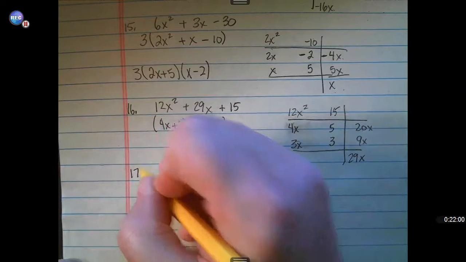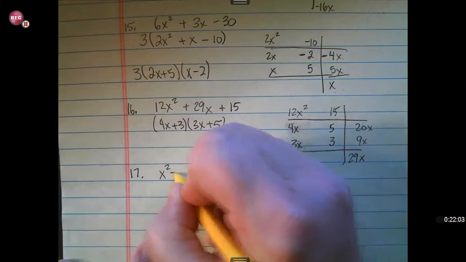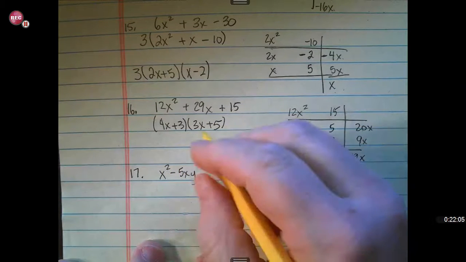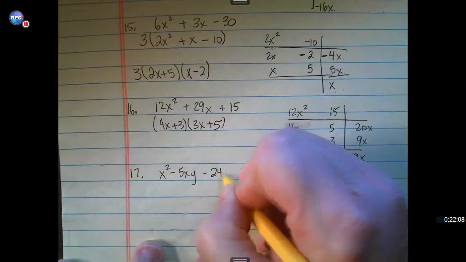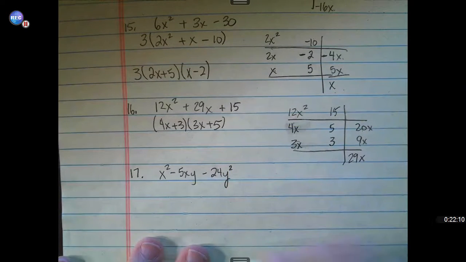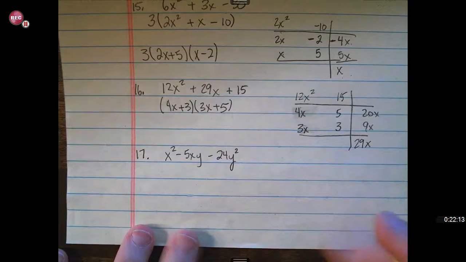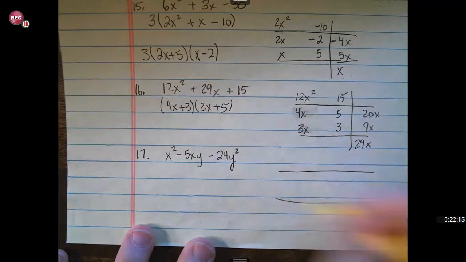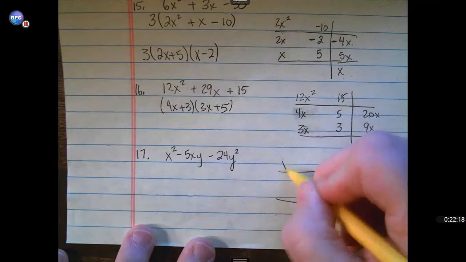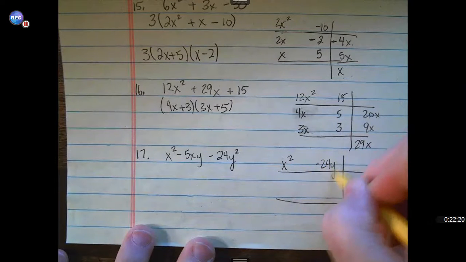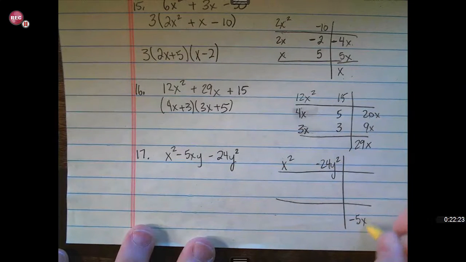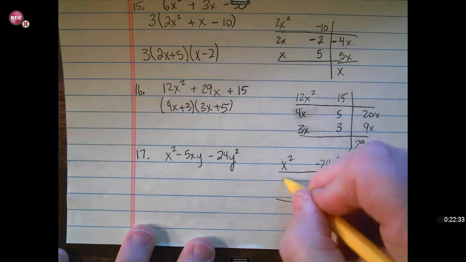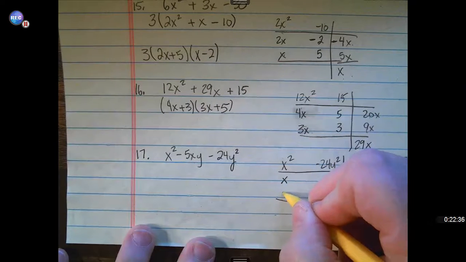17. x squared minus 5xy minus 24y squared. Okay. No greatest common factor, so we can go right to our factor puzzle. x squared, negative 24y squared, negative 5xy. See, 24 is 1 times 24, 2 times 12, 3 times 8, 4 times 6. 3 times 8 makes 5, right? When I add or subtract.